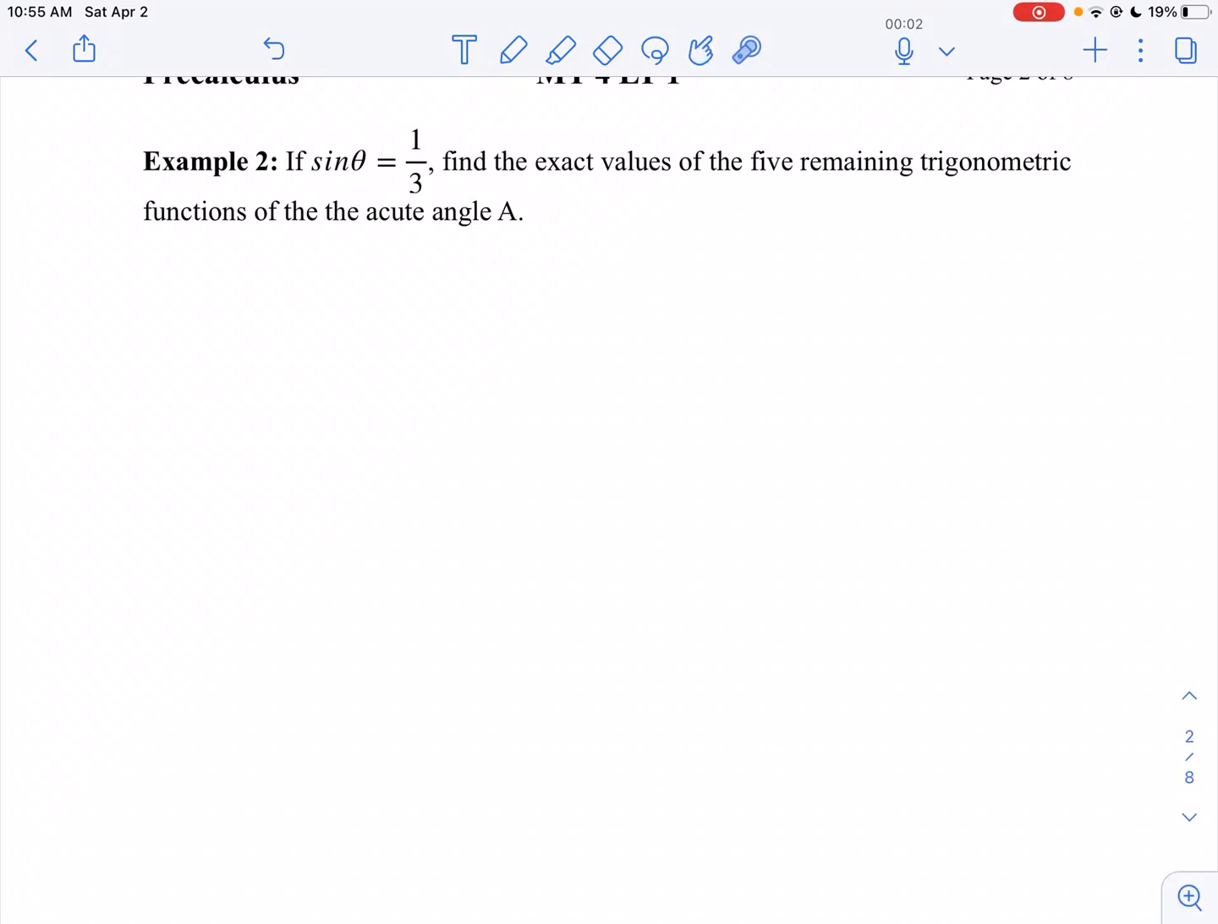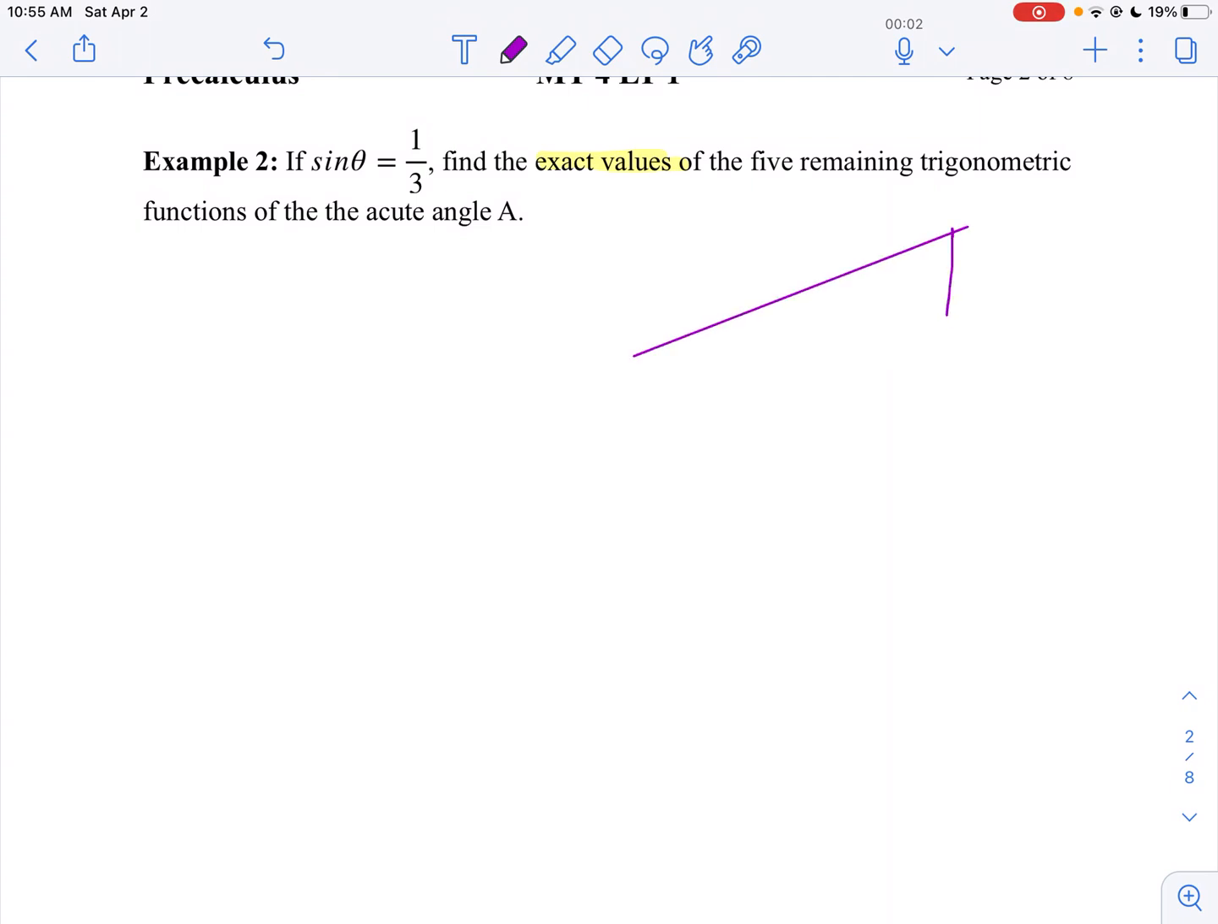In example 2, we're told the sine of theta is 1/3. I want to find the exact values. So exact values means radicals, no decimals, of the 5 remaining trig functions. So it's pretty much the same thing we just got done doing, except we have to do a little bit more problem solving. We're given less information to start with.